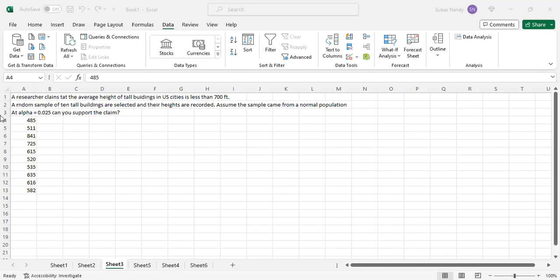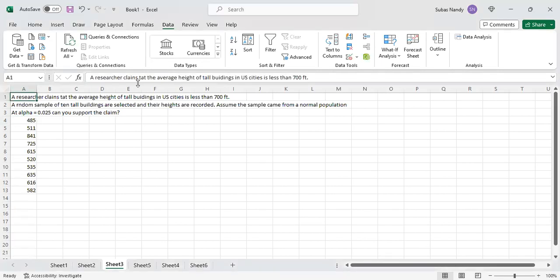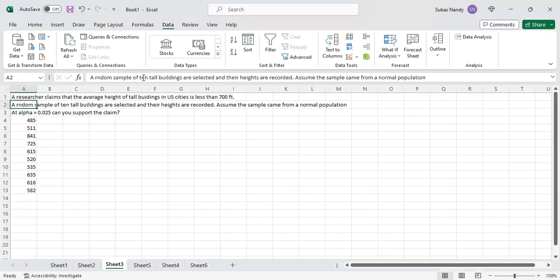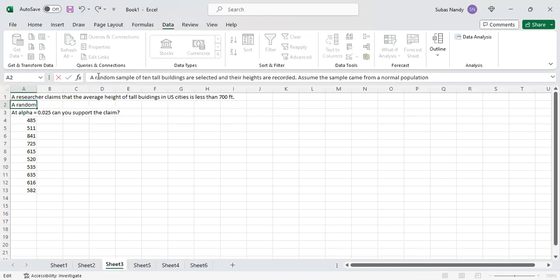So let me make a few small spelling mistake corrections. Researcher claims that, and a random sample. Okay.